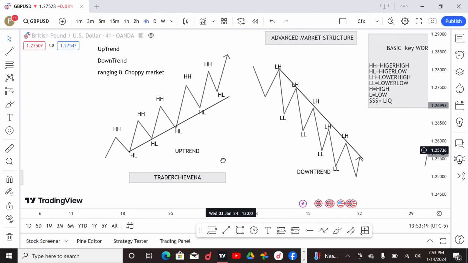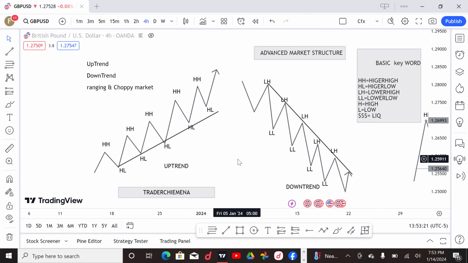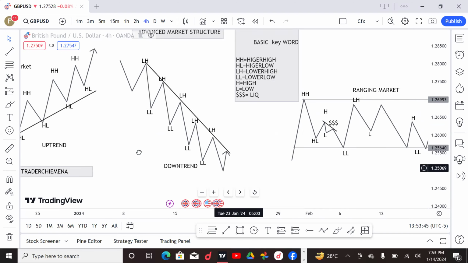If you have not watched my previous video, go and watch my previous video where I explain more of this, because right now I am going to make this advanced. Remember, I told you we have three types of market structure, that is three types of trend: the uptrend, the downtrend, and the ranging or chopping market, right? What we did here is already in my past video, which explains the uptrend, the downtrend, and the ranging right here.